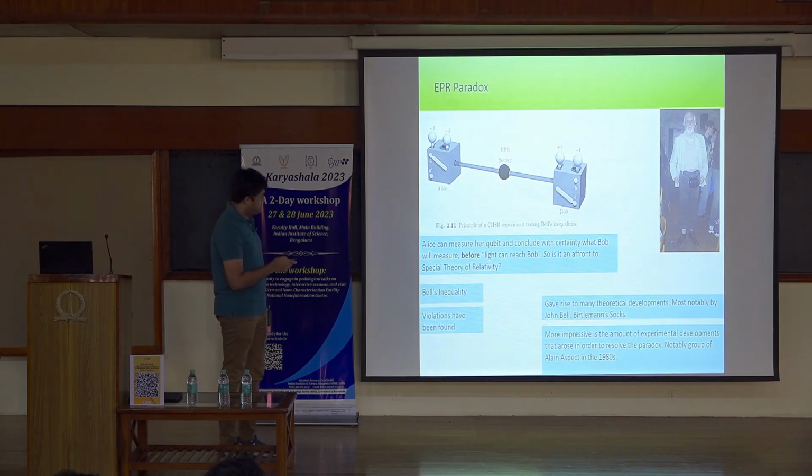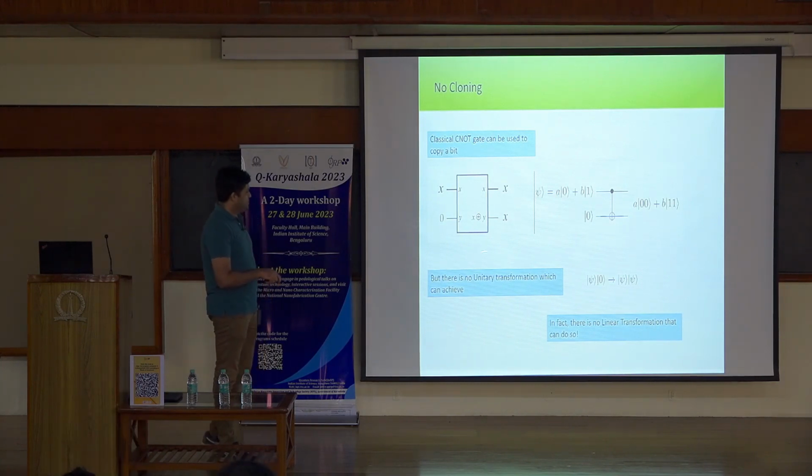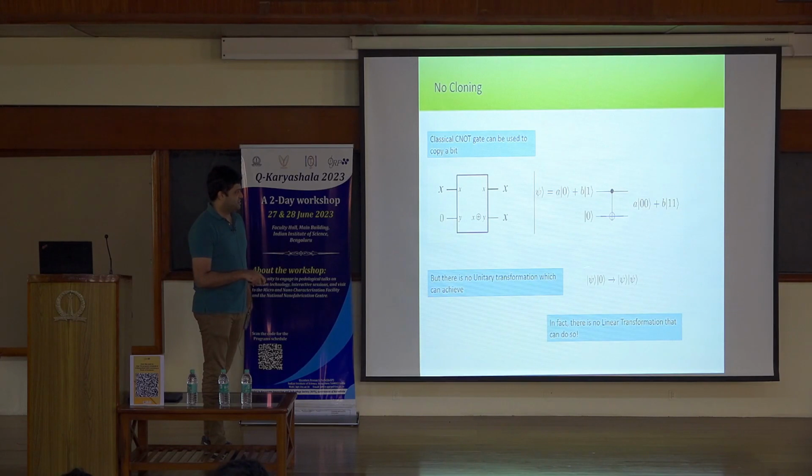So now let me switch gears. One more property that quantum information has is that you can't just copy a quantum state. This is called the no cloning theorem. Show of hands, who is familiar with this? Okay, fair chunk. There's a very simple reason why this is a property of quantum information.